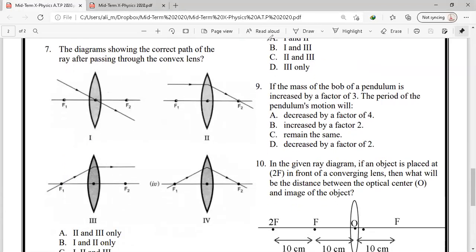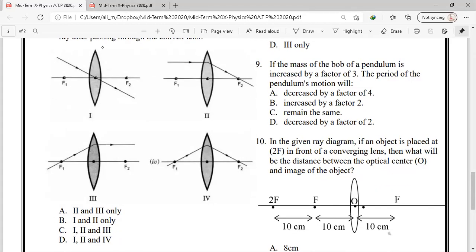Let's see question number 7. Which diagram shows the correct path of the ray passing through the convex lens? We have four options, and among those four options, let's see which diagrams are correct. This is the correct answer because the incident ray strikes the optical center, so it passes straight through. This is the correct diagram because the incident ray is parallel and passes through the focus. And this is the correct answer because the incident ray passes through the focus and becomes parallel. So option 4 is the incorrect answer. We have 1, 2, and 3 that are correct, so option C is the right answer for this question.